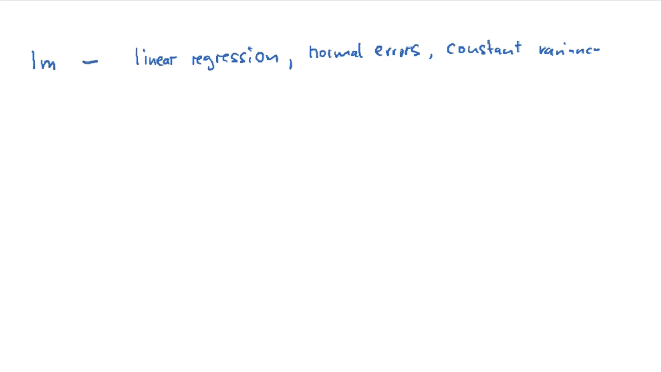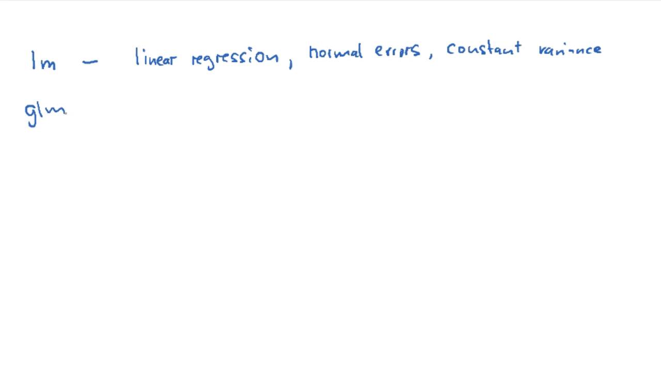So in this video I'll show LM. This is the traditional workhorse to fit linear statistical models and to perform traditional linear regression analysis, when you have normally distributed errors and constant variance. Now in many cases errors will not be normally distributed and the variance will not be constant. There are two ways to cure that.